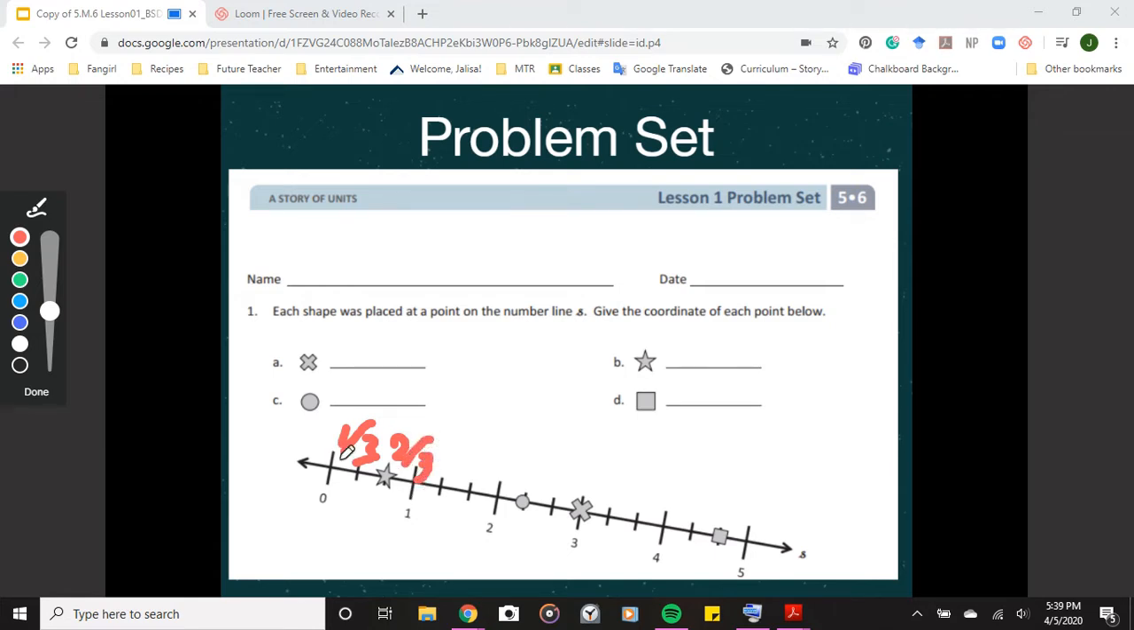Okay, and this continues as we go along. Okay, so if we look at where our circle is, because it's on our first notch in between 2 and 3, we know that our circle is going to be 2 and 1/3.